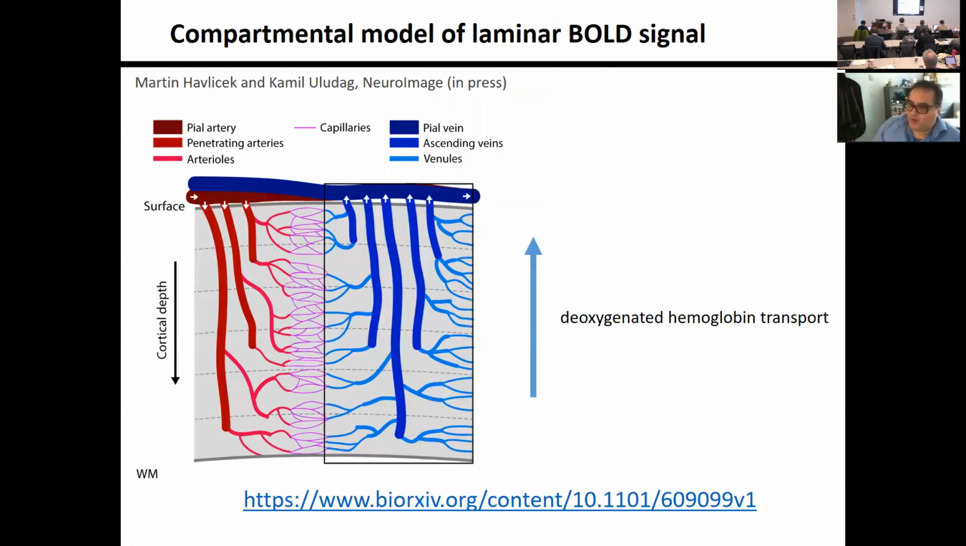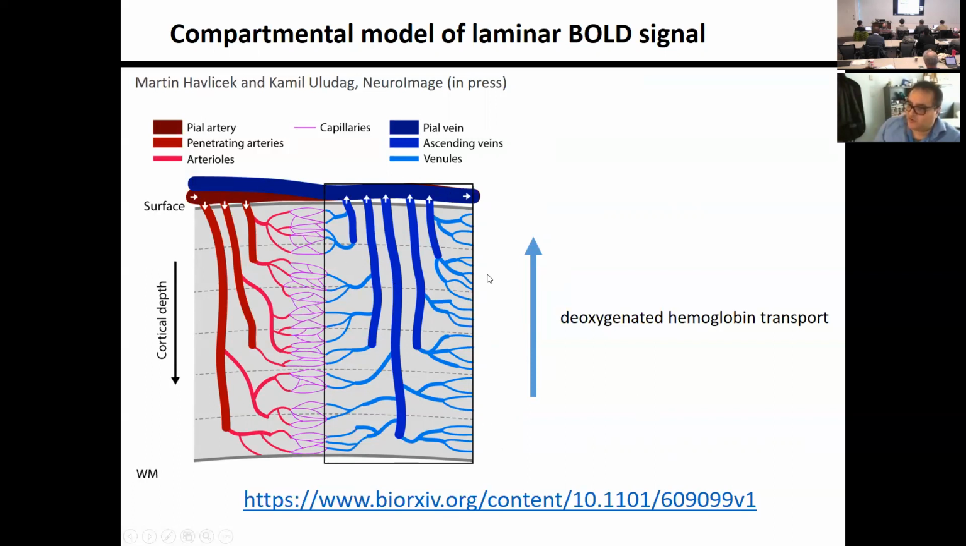So why has this happened? This is now described in the paper from Martin Havlicek and me. It's in press in NeuroImage. It was also posted on bioRxiv before. So this is now the vasculature. We have cortical depth here. This is white matter. This is CSF. Blood comes here to the arteries, to the capillary bed, to the venules, and then to the ascending veins and drains to the pial veins.